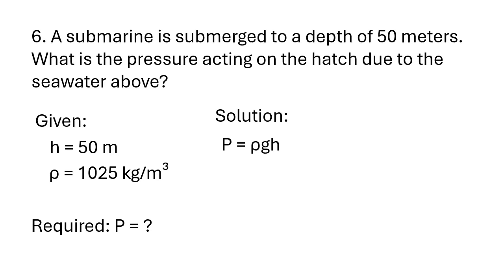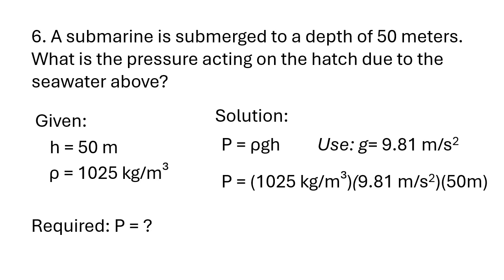Hence, to solve, we have P equals density times gravity times height. So, substitute all the given information. Density is 1,025 kilograms per meter cube. G is 9.81 meters per second squared. And the height is at 50 meters. Multiplying everything, we get 502,762.5 pascals or Newton per square meter.